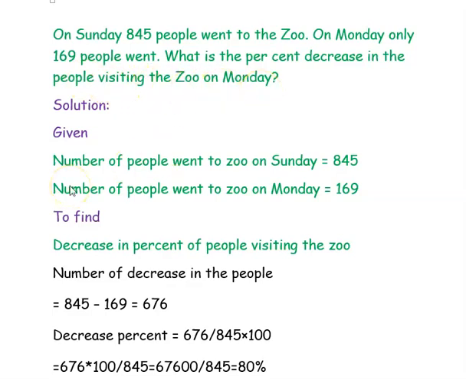Now let's see what is given first. The number of people who went to the zoo on Sunday is 845, and the number of people who went on Monday is 169. And what do we want to find? We want to find the decrease in percent of the people visiting the zoo. They have already given it is a decrease in percent. That is, we can take it as loss.